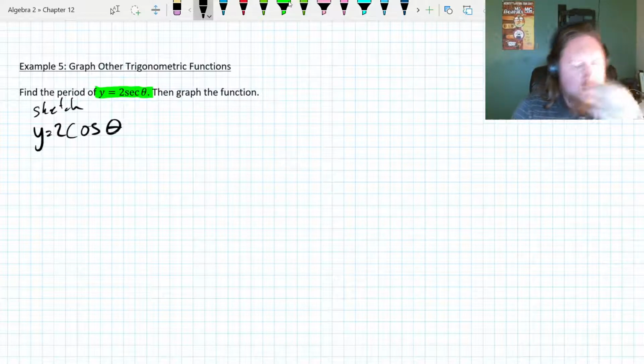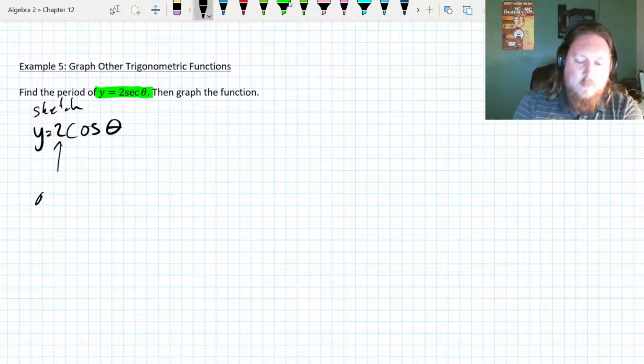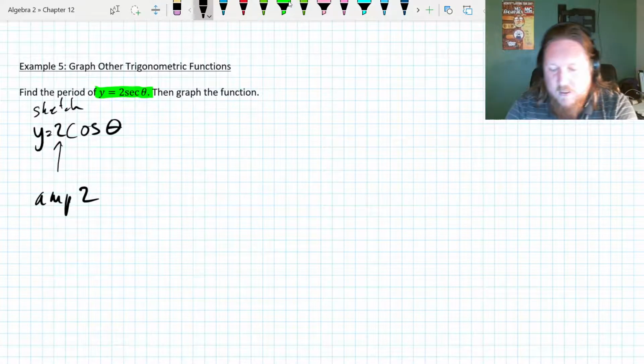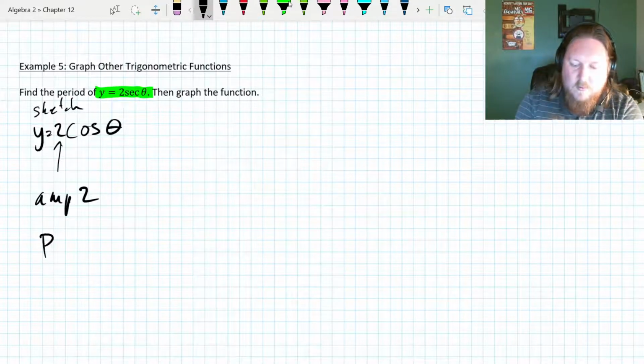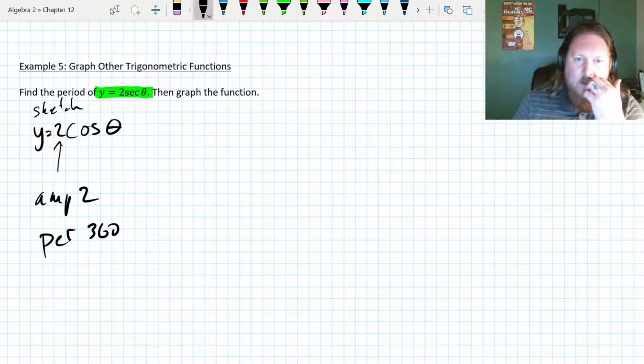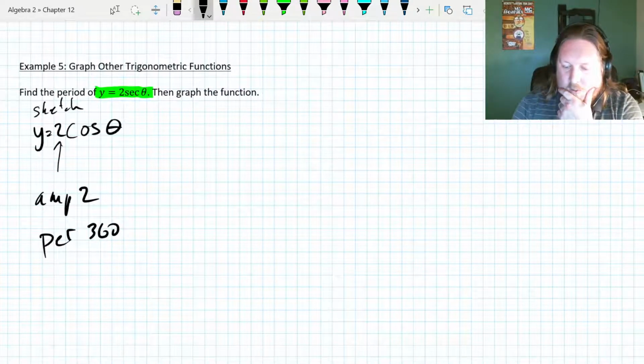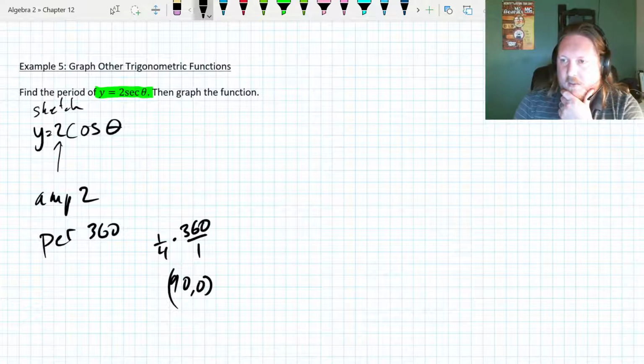I take a quick look at this, and at this point you probably know, hey, that 2 on the front there means it's got an amplitude of 2. That's pretty nice. The period is still 360. And with cosine, what were the nice little formulas there? It goes through 1/4 times 360 over b, which is 1. So a quarter of 360 is 90 comma 0. All right. And then the next one is 3/4.